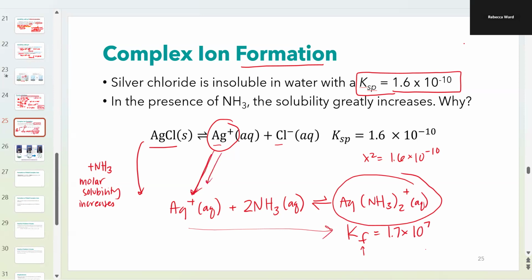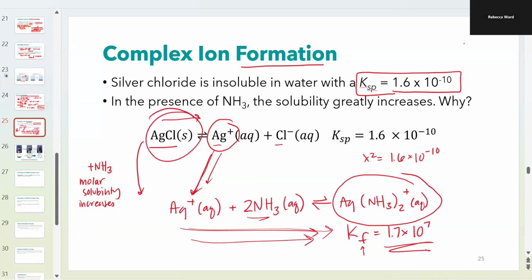So as soon as that goes, then this needs to dissolve more. But then if I make more, as long as I have more ammonia around, I'm going to keep making this complex because it is so favored at equilibrium. That's what makes this more soluble: we keep dissolving it a little bit, we make a little bit, but that little bit goes on to make this complex. And so we just keep dissolving more and more AgCl.